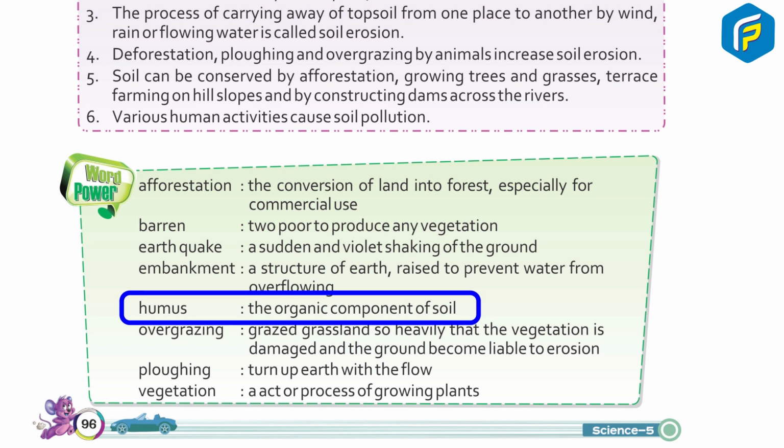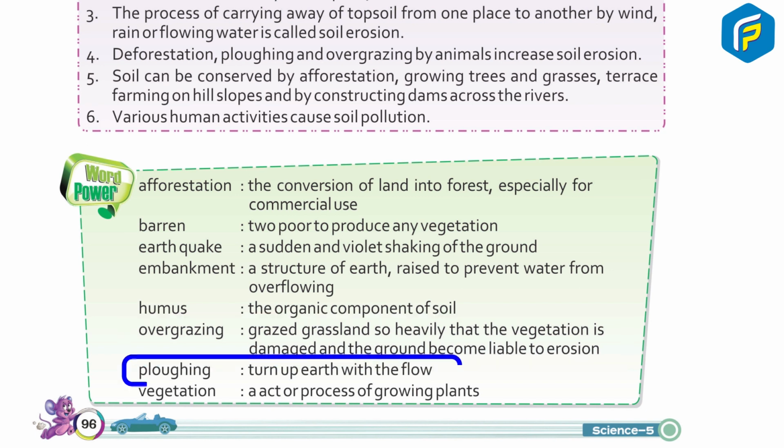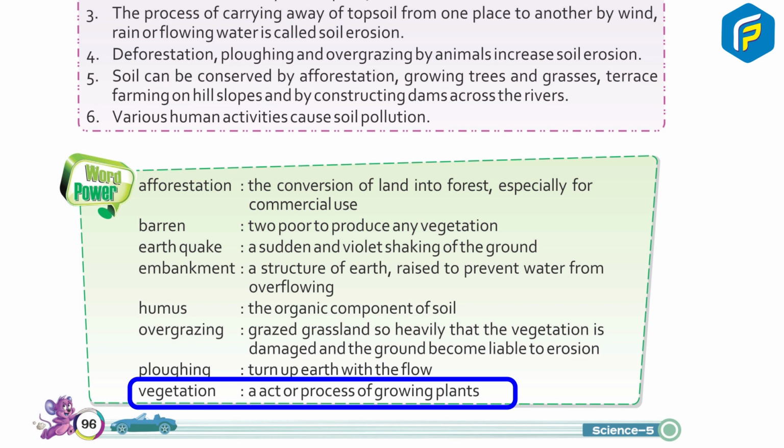Humus. The organic component of soil. Overgrazing. Grazed grassland so heavily that the vegetation is damaged and the ground became liable to erosion. Ploughing. Turn up earth with the plough. Vegetation. An act or process of growing plants.